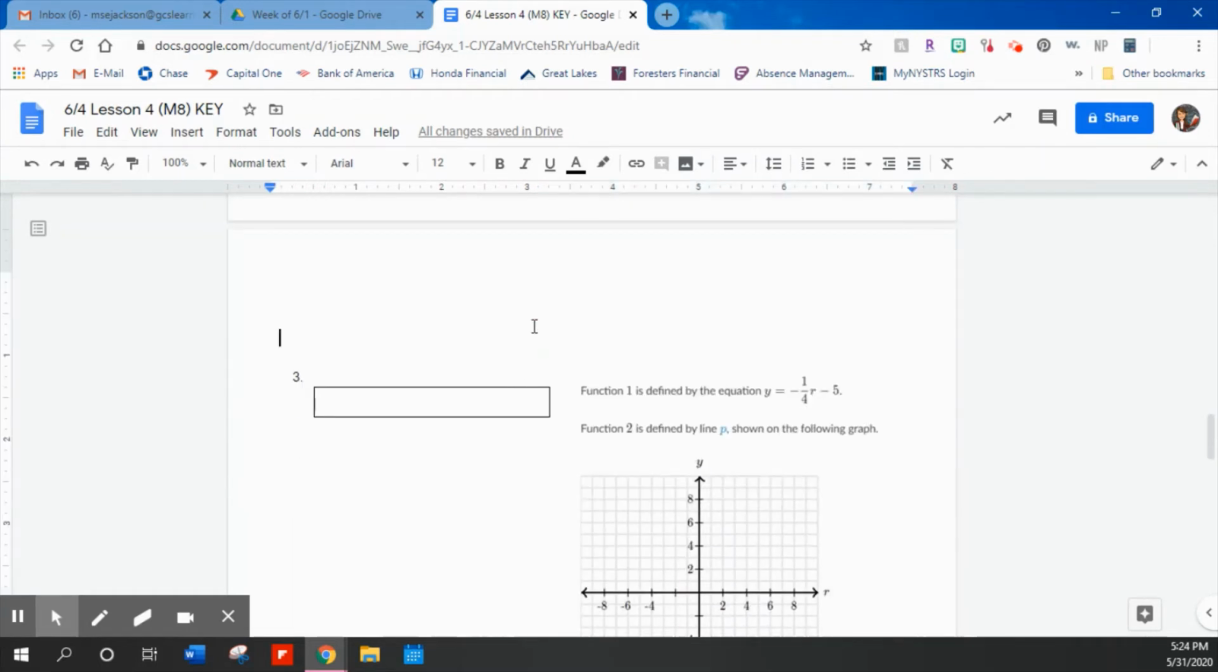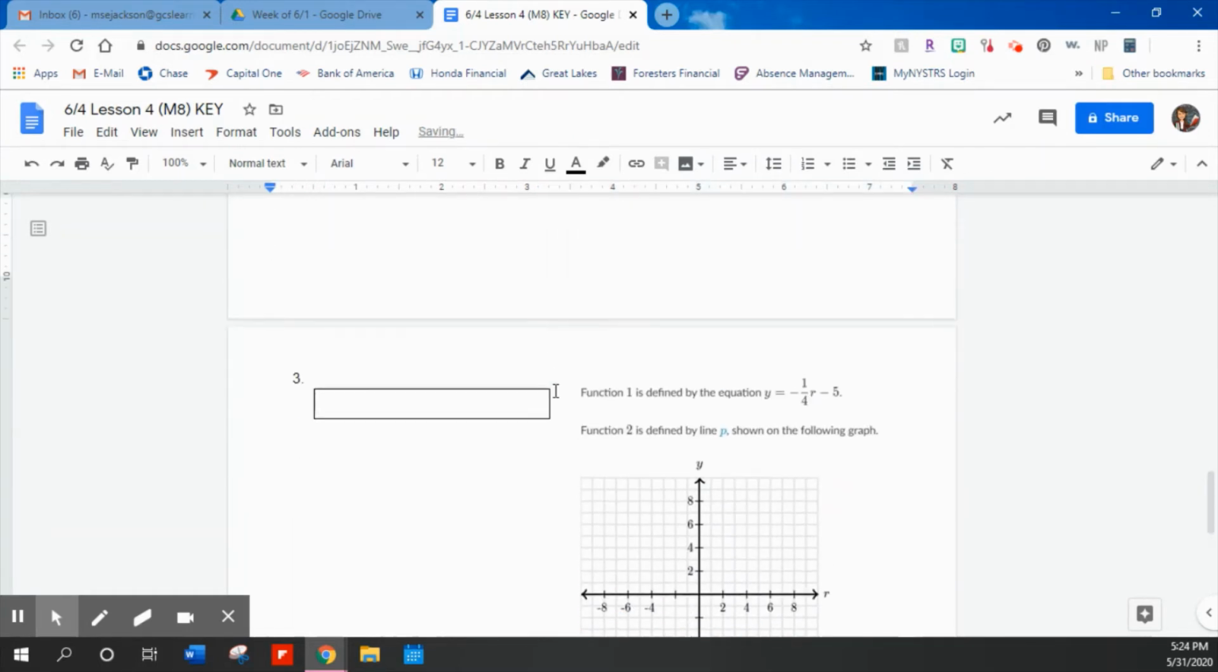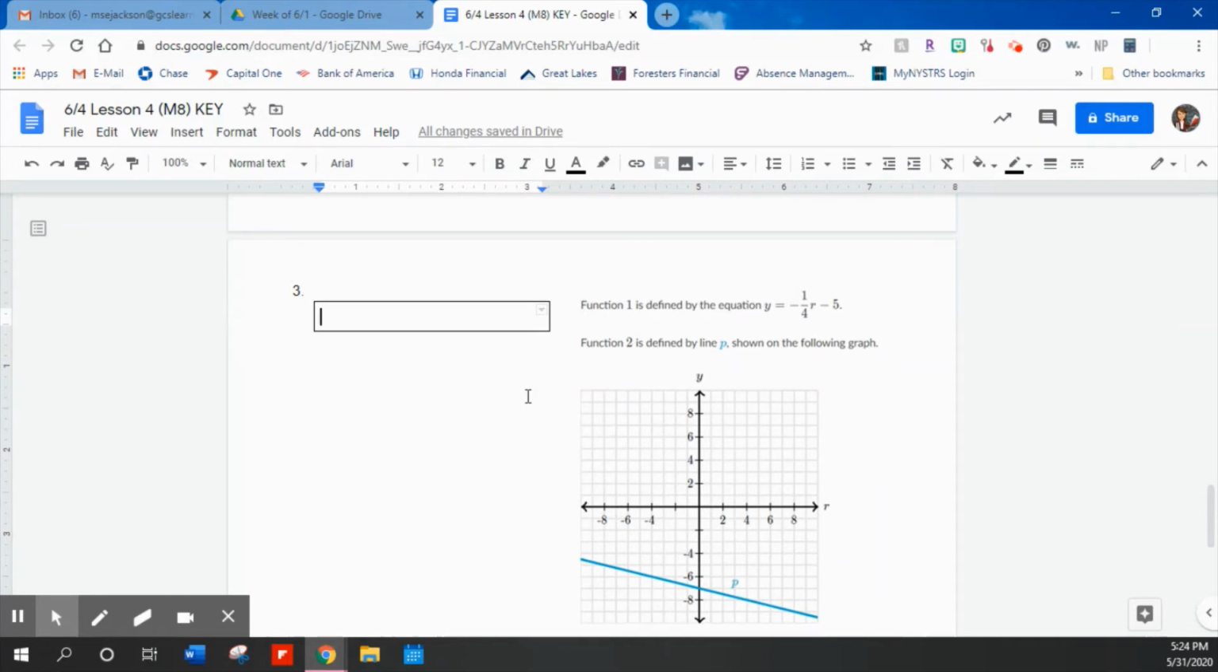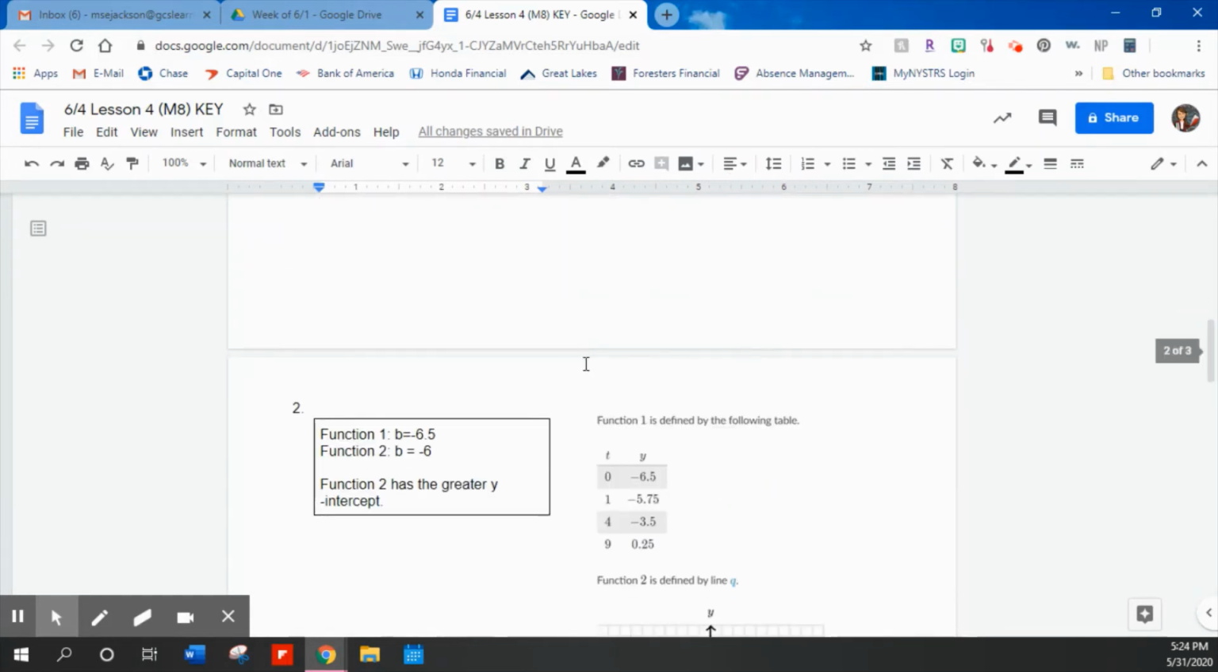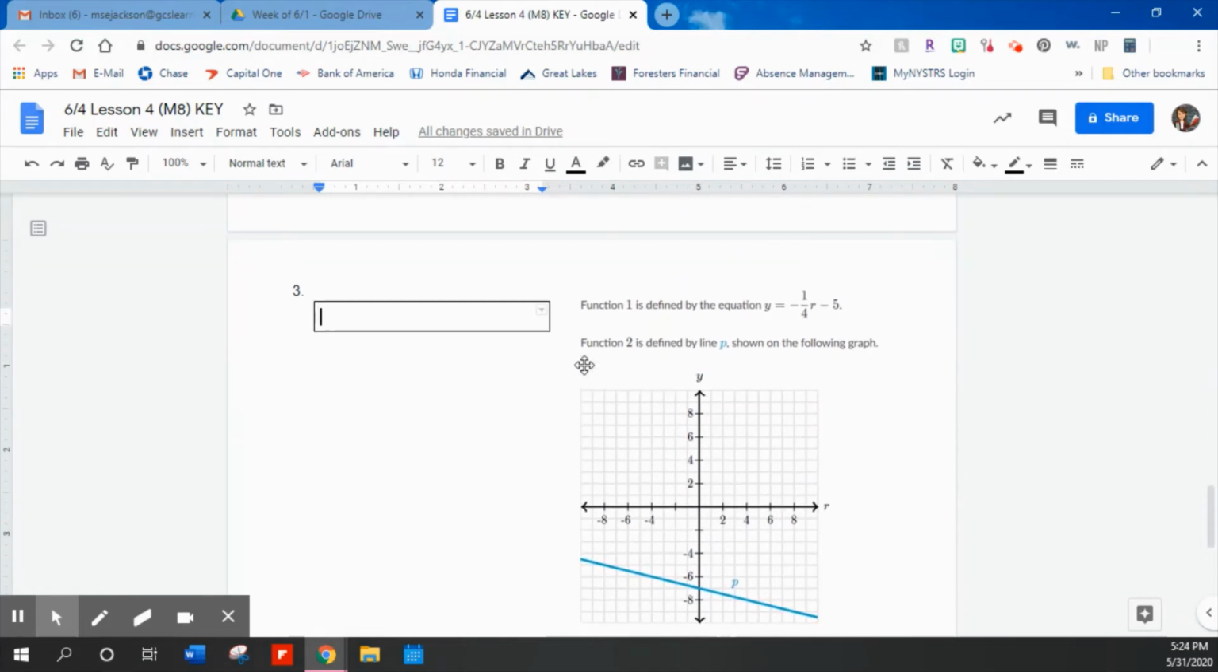Okay, now we're going to work with some on comparing slopes. So number 3, it's the same equation, I believe, as the first one, right? Yeah. Except we're just interpreting slope. That means the rate at which it is changing. So for function 1, remember slope is the m value. It's the one that is attached to x. In this case, it is attached to r, but that's replacing x for this problem. So my slope for function 1 is negative 1/4.